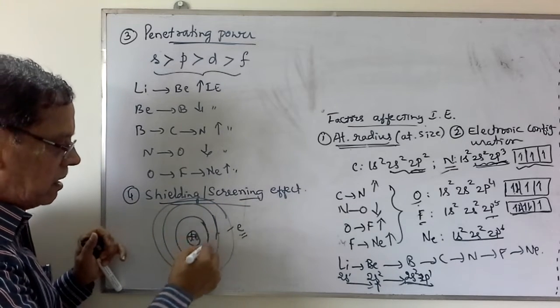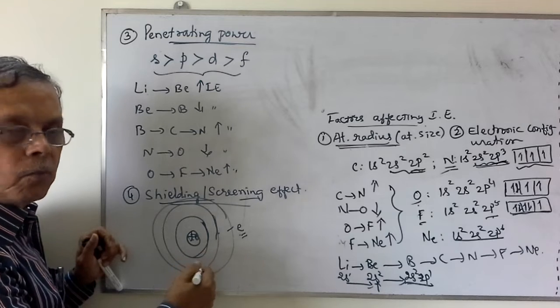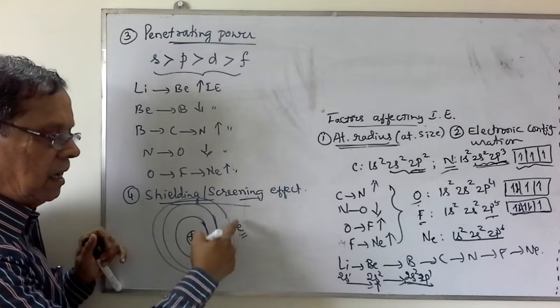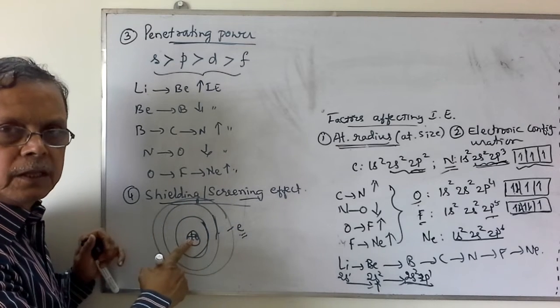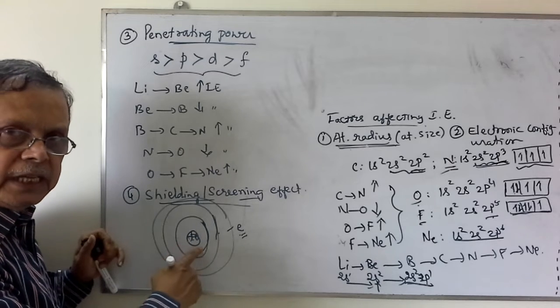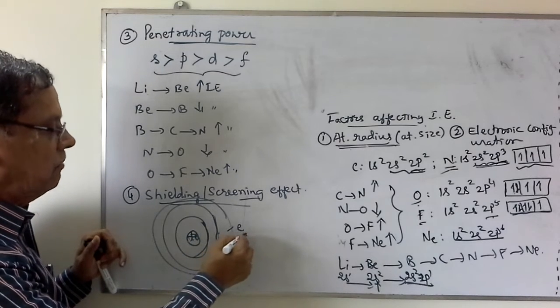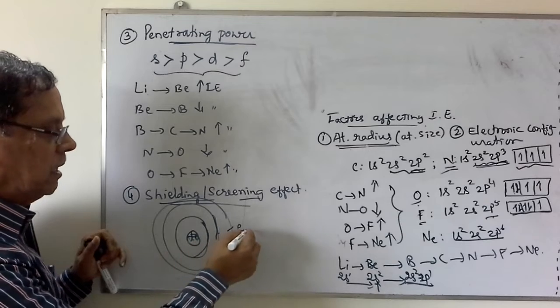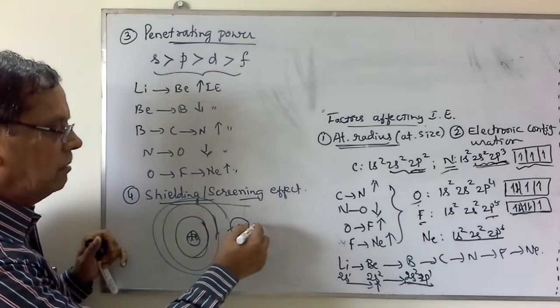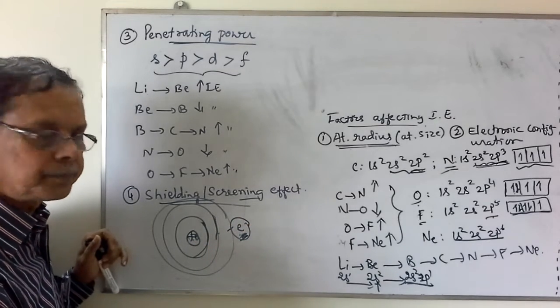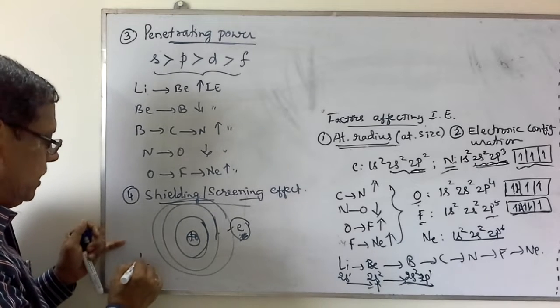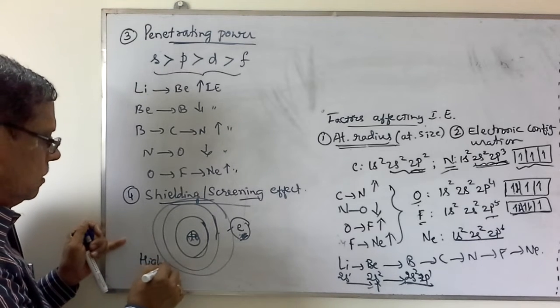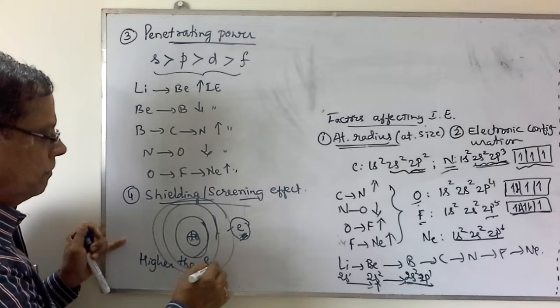The more electrons in the inner orbits, the more the screening effect and the less the attractive force. That's why because of this screening effect, this electron will have a lesser attractive force. That's why to remove this electron, less energy is required. So higher the screening effect.